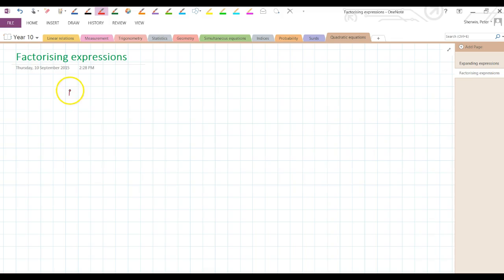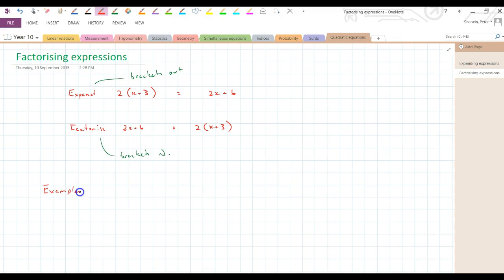So you expand 2(x + 3), and you get 2x + 6. You factorize 2x + 6, and you get 2(x + 3). So expand is brackets out. Factorize is brackets in. So we're looking at factorizing here in this lesson. So let's do some examples.